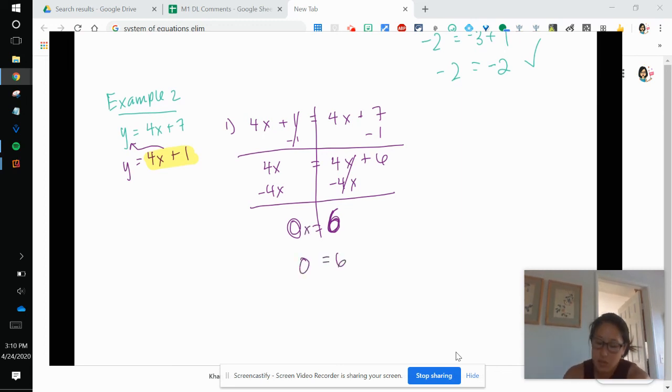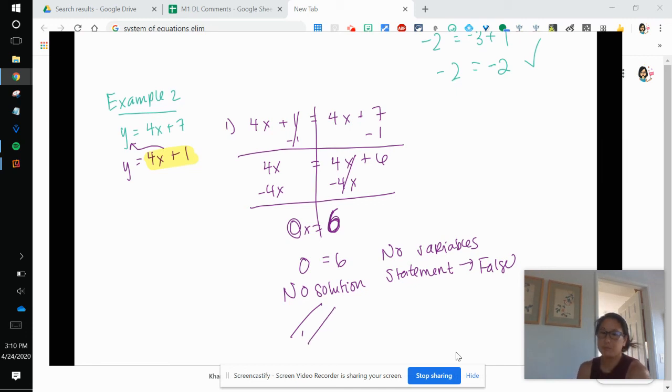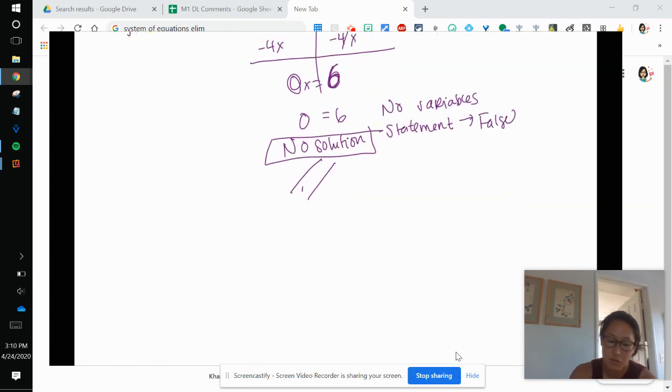And notice there are no variables, and the statement is false. Does 0 equal 6? No. So this is no solution. Your lines are parallel, like that. Okay, no solution. And then we don't have to verify anything when there's no solution, so we move on to number 3.